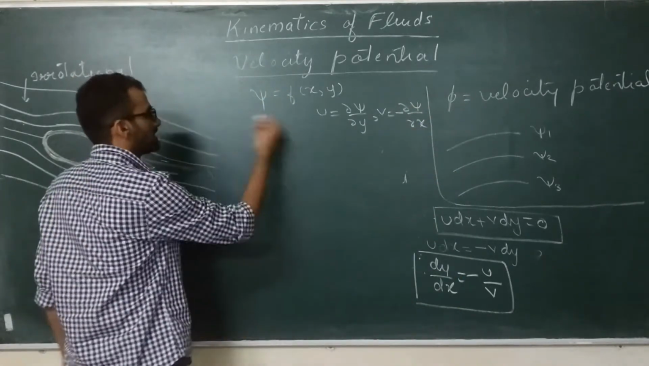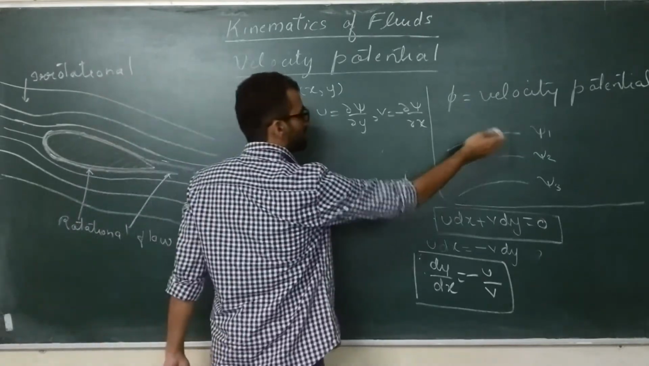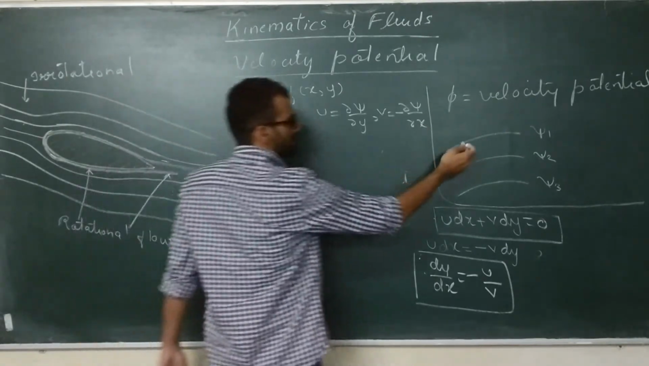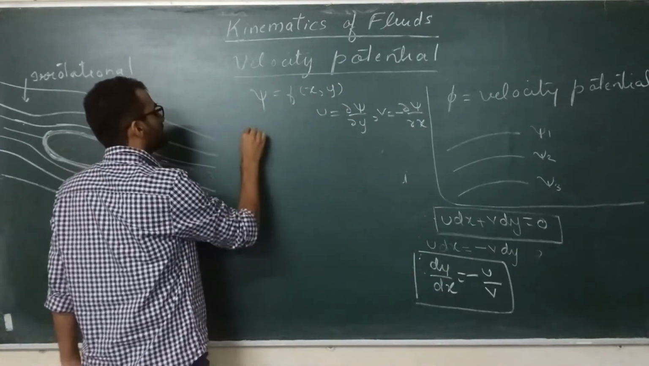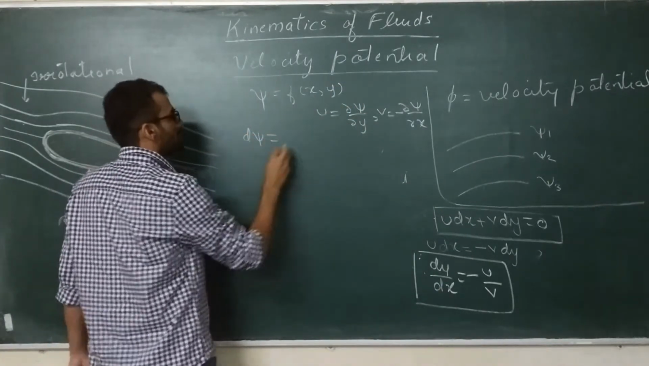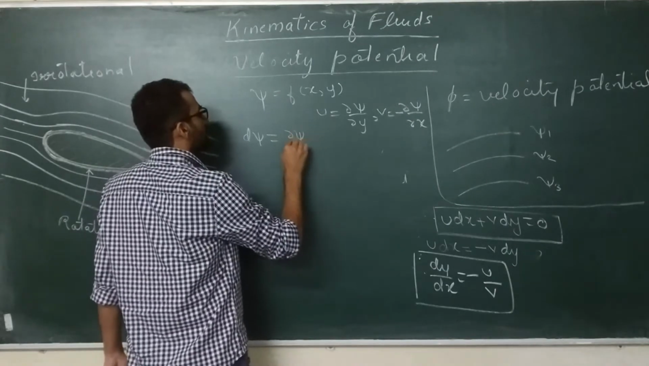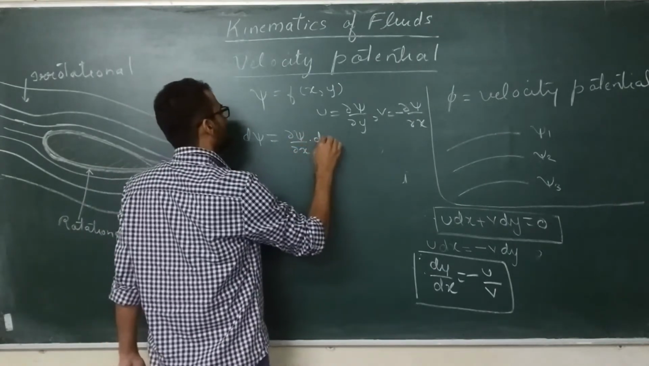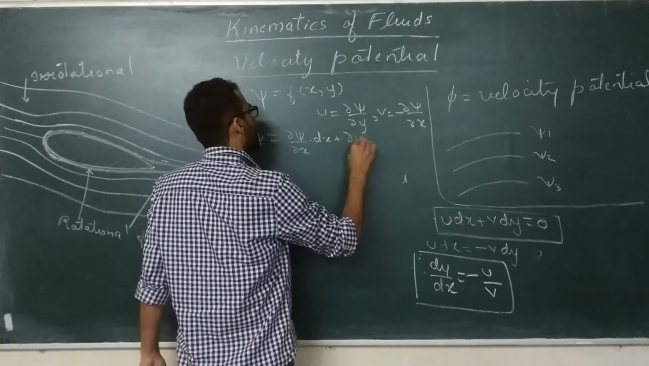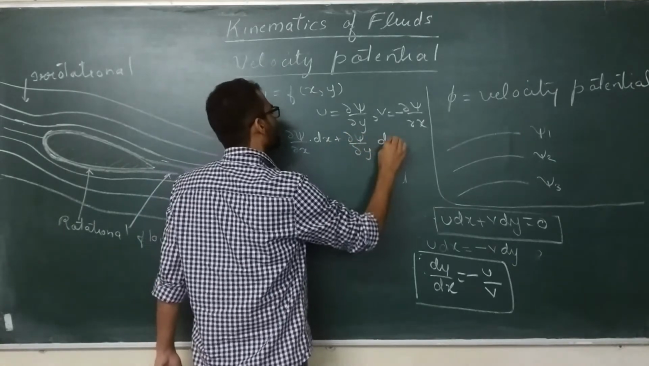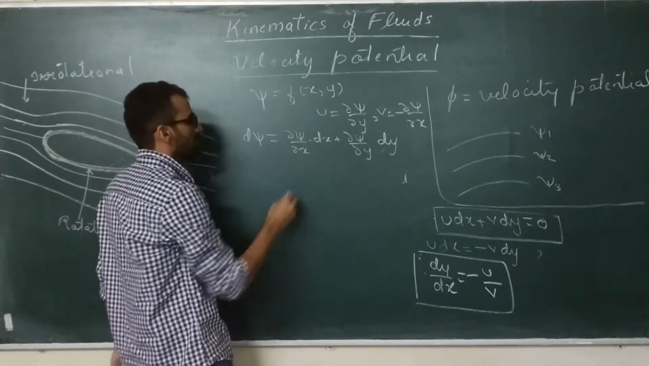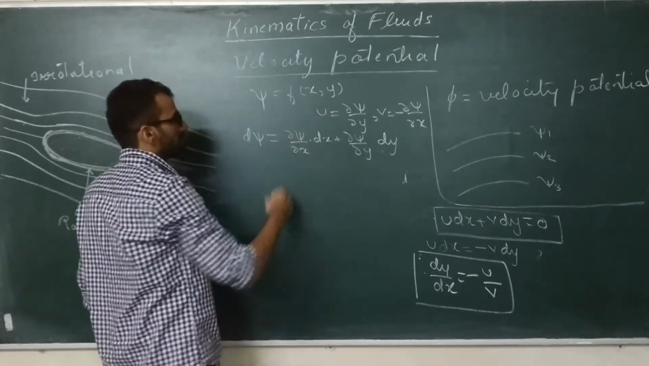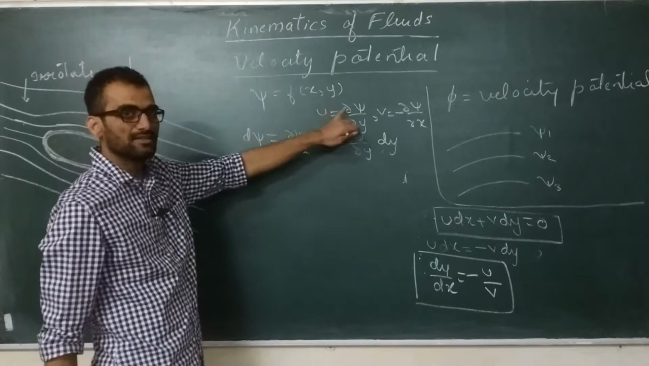So, I will try to derive the equation of a streamline again. On the streamline, psi will be constant, so d psi will be 0. So, calculate d psi. D psi will be del psi by del x into dx plus del psi by del y into dy. Since it is a function of two variables x and y, space coordinates, we partially differentiate with one coordinate and the other coordinate.